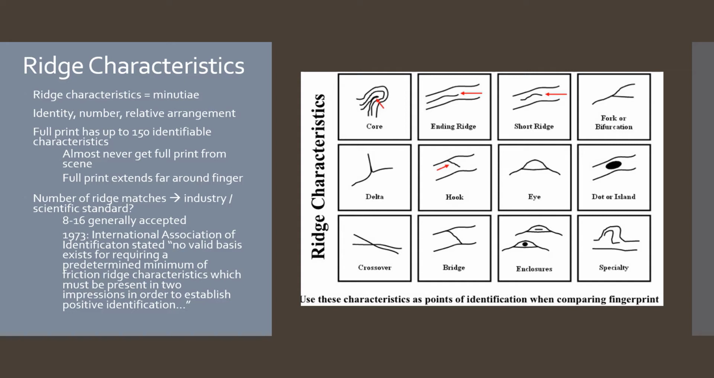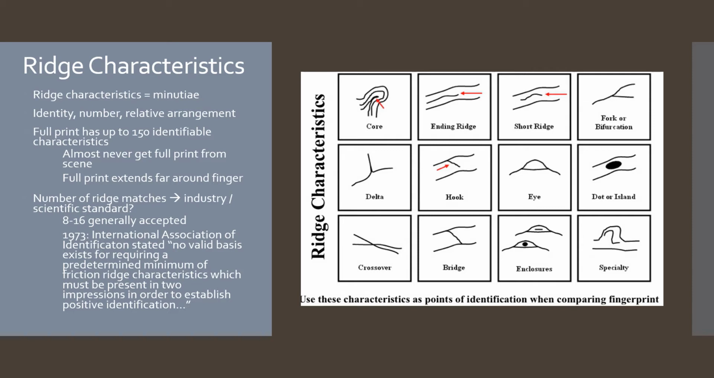The number of ridge matches doesn't really have an industry standard. For what counts as a match, how many ridge matches count as an identity match, there's no actual scientific standard. 8 to 16 is generally accepted. Some organizations require more, some require as few as that 8, and that's going to be entirely up to the jurisdiction in question. In 1973, the International Association for Identification stated that, quote, "no valid basis exists for requiring a predetermined minimum of friction ridge characteristics which must be present in two impressions in order to establish positive identification."